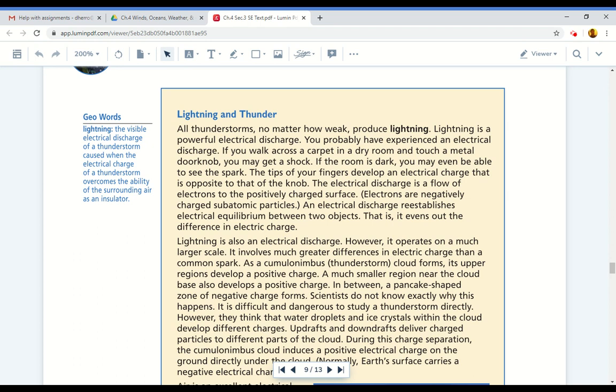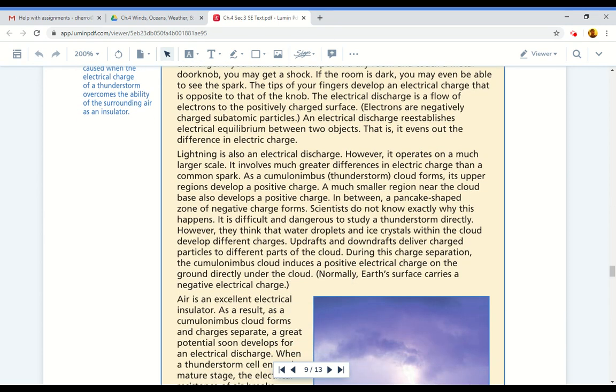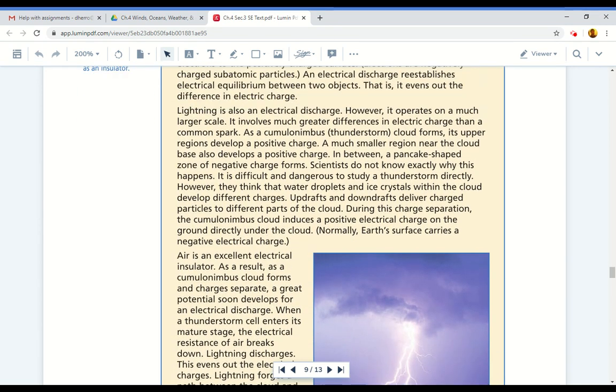The tips of your fingers develop an electrical charge that is opposite that of the knob. The electrical discharge is a flow of electrons to the positively charged surface. Electrons are negatively charged subatomic particles. An electrical discharge reestablishes electrical equilibrium between two objects. That is, it evens out the difference in an electric charge.